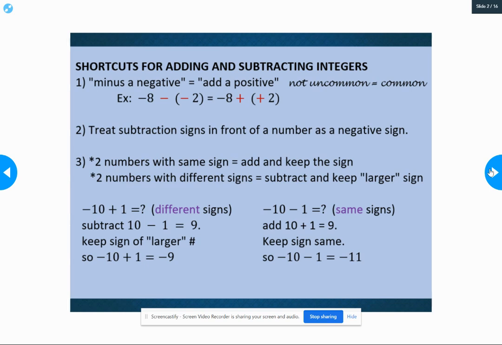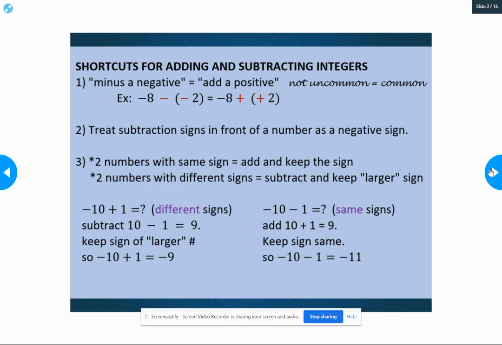So an example of that, negative 10 plus 1. Okay, the signs are different. Okay, so I'm going to subtract 10 minus 1, which is 9. And then I want to keep the sign of the larger absolute valued number, which is negative 10. So the answer has to be a negative 9.